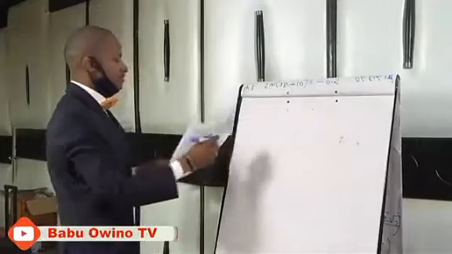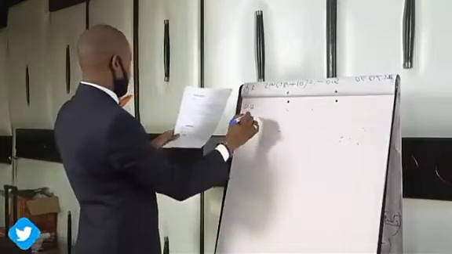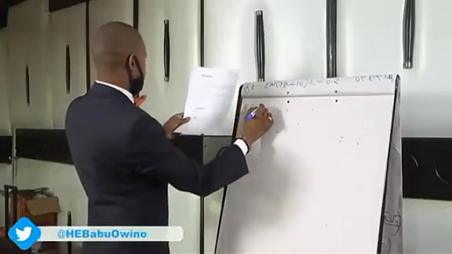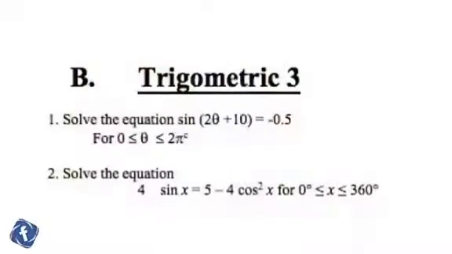Still on trigonometry. Question number 4. We are told to solve the equation 4 sine x equals 5 minus 4 cos squared x, for angles where x is greater than or equal to 0 degrees and less than or equal to 360 degrees.